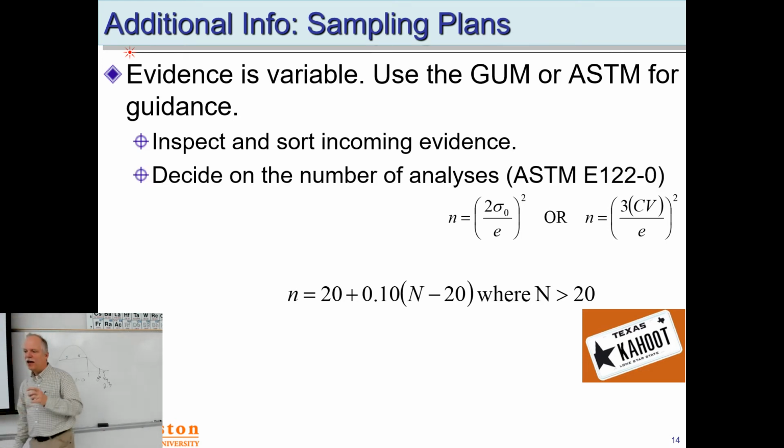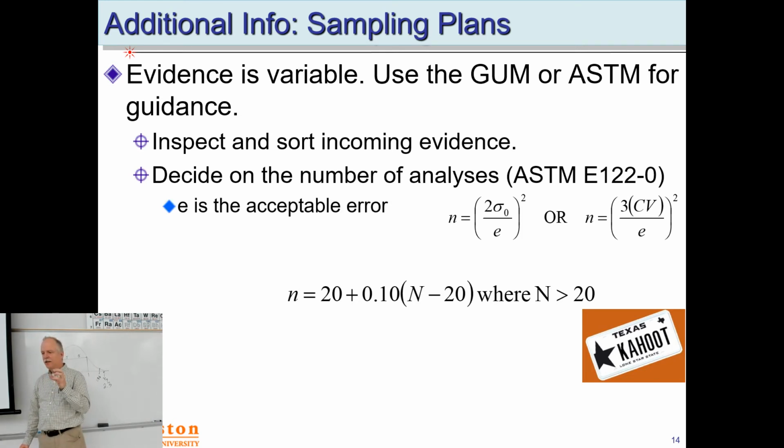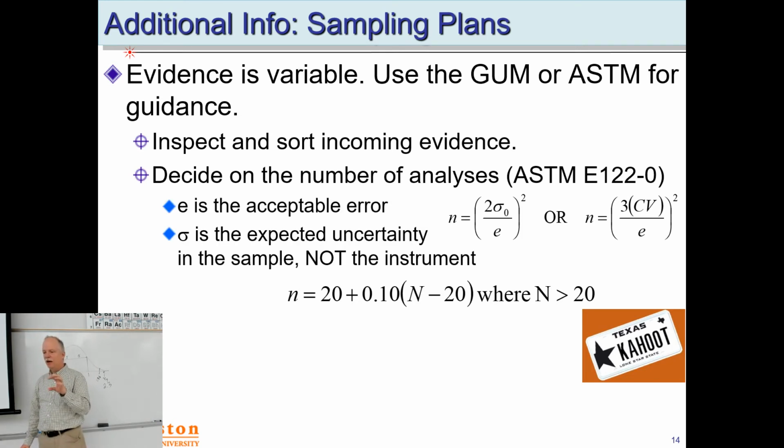And so you decide on the number of analyses that you want to do. Now, ASTM E122 talks about the acceptable error and the expected uncertainty in the sample, not the instrument. And so this, to me, is difficult. They have ways to manage, but it's very difficult to look at a sample and decide what kind of uncertainty you're going to have, especially if it's a white powder.